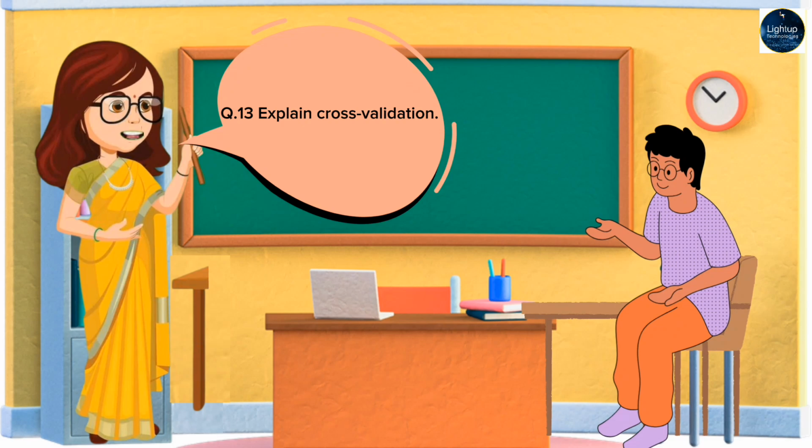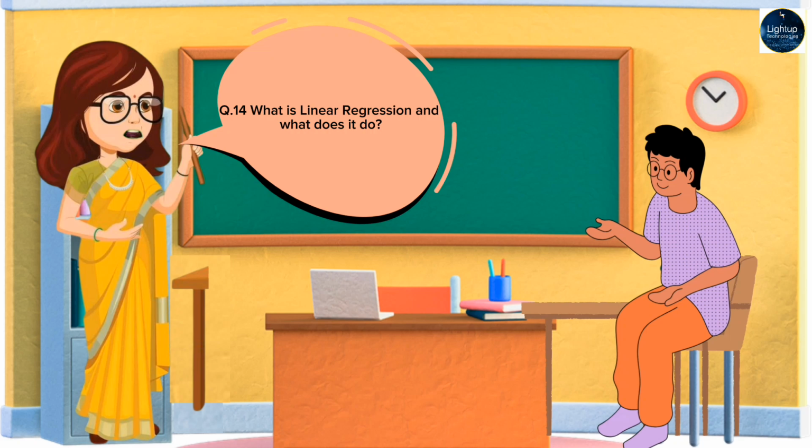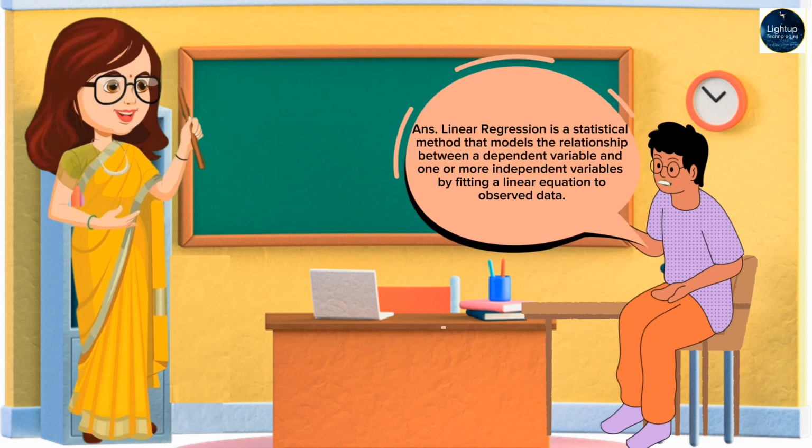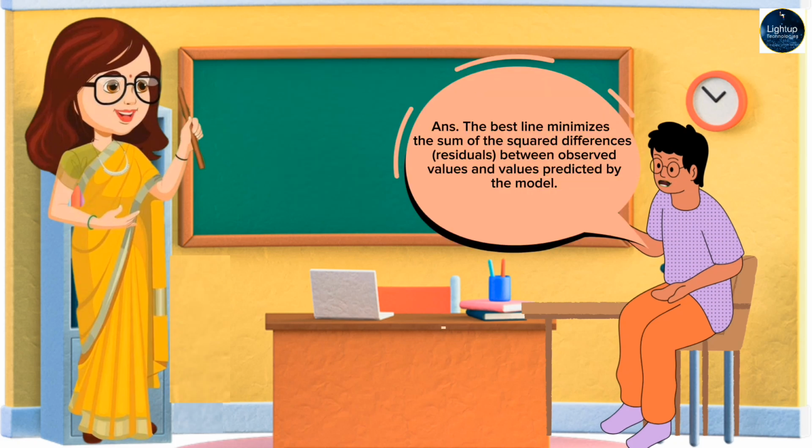Explain cross-validation. Cross-validation is a model validation technique for assessing how the results of a statistical analysis generalize to an independent data set, typically used to prevent overfitting. What is linear regression and what does it do? Linear regression is a statistical method that models the relationship between a dependent variable and one or more independent variables by fitting a linear equation to observed data. How do you determine the best line in linear regression? The best line minimizes the sum of the squared differences, residuals, between observed values and values predicted by the model.